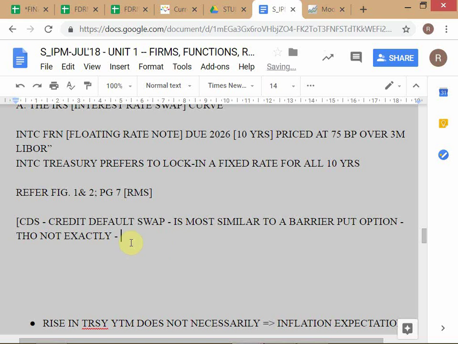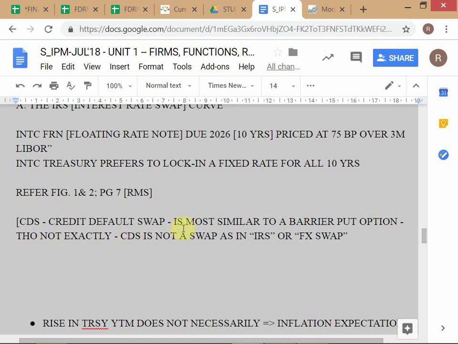A CDS is not a swap, not a swap as in IRS or FX swap. The two categories of swaps that we are going to study are basically the capital market swaps such as the IRS and the foreign exchange swap, which is nothing but just like a repo. It's an intra-market spread. So these are the two categories.